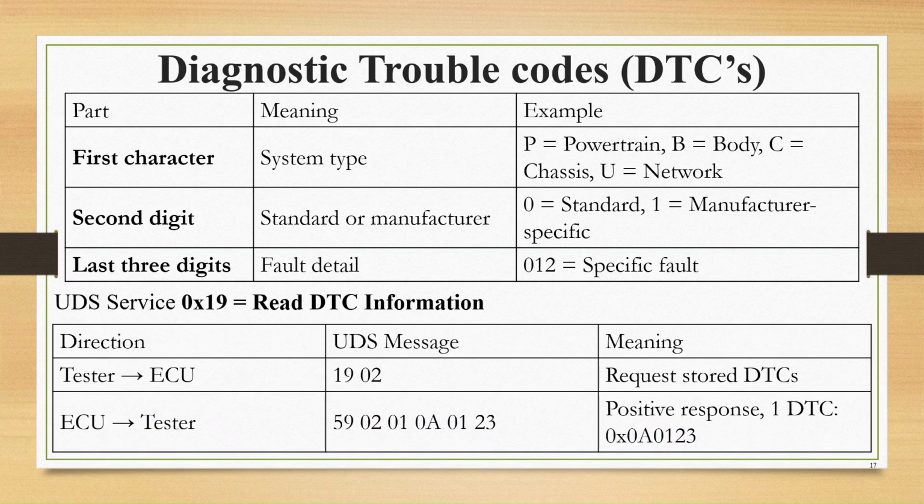Technically, we use service 0x19 to read these. If we send 1902, the ECU might respond with 5902 followed by the fault code. Now, guys, you might observe there is a plus 40 difference between 19 and 59. We will look into why there is this difference later in the slides.